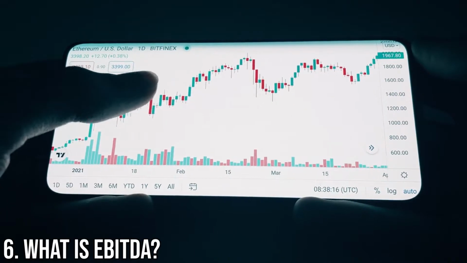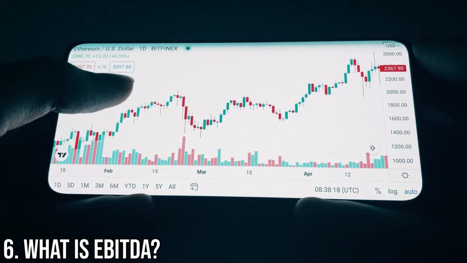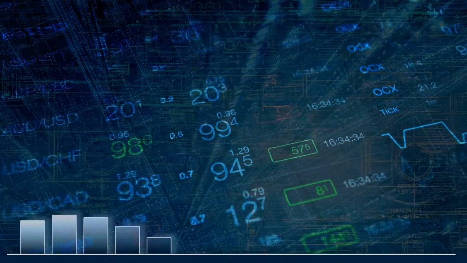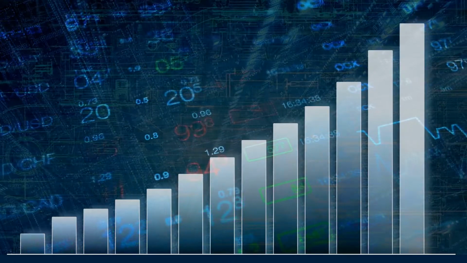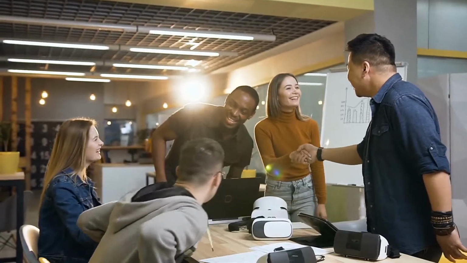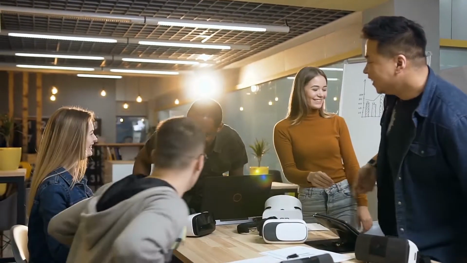Six. What is EBITDA? EBITDA stands for earnings before interest, taxes, depreciation, and amortization. EBITDA measures a company's overall financial performance. It is often used as an alternative to other metrics, including earnings, revenue, and income.